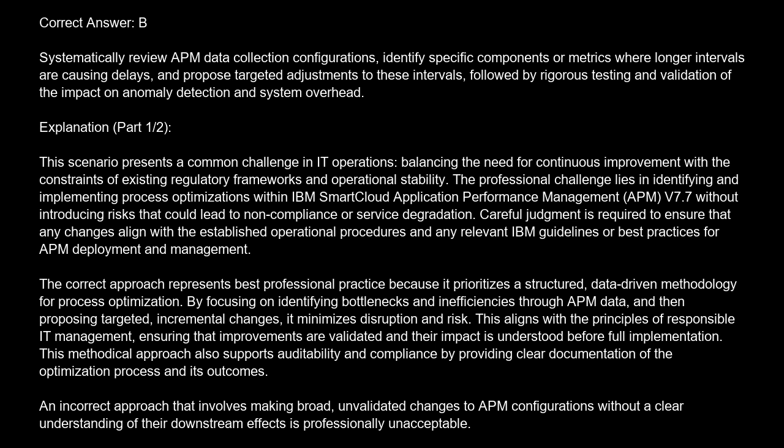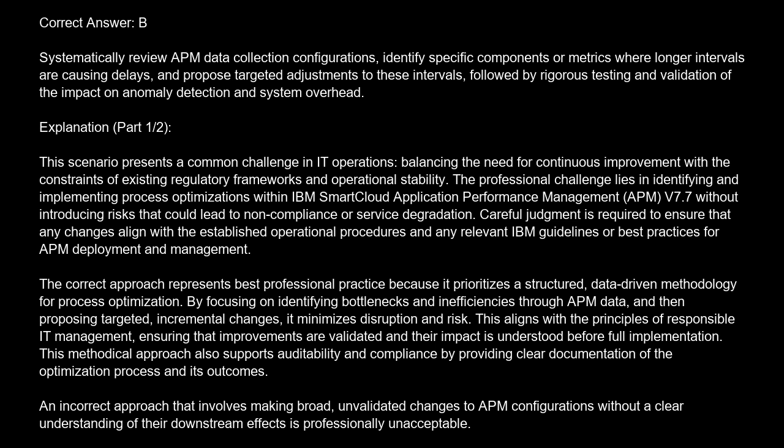Explanation. This scenario presents a common challenge in IT operations, balancing the need for continuous improvement with the constraints of existing regulatory frameworks and operational stability. The professional challenge lies in identifying and implementing process optimizations within IBM SmartCloud Application Performance Management (APM) v7 without introducing risks that could lead to non-compliance or service degradation. Careful judgment is required to ensure that any changes align with the established operational procedures and any relevant IBM guidelines or best practices for APM deployment and management.